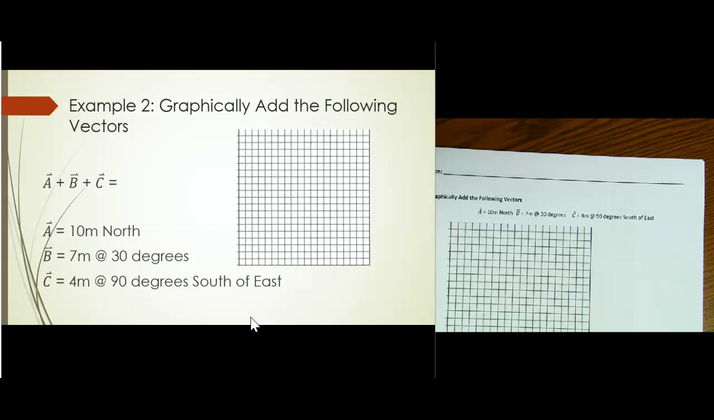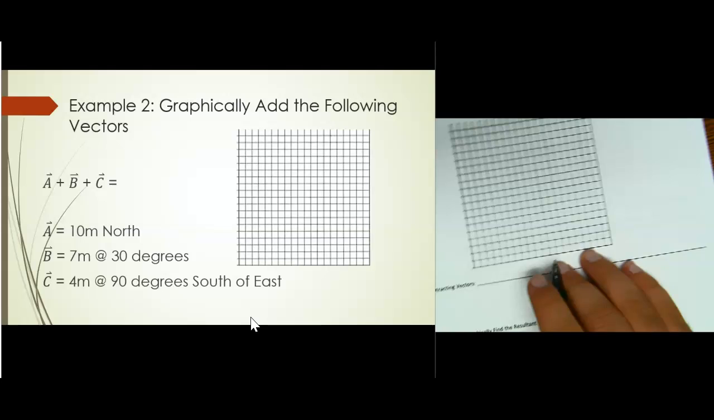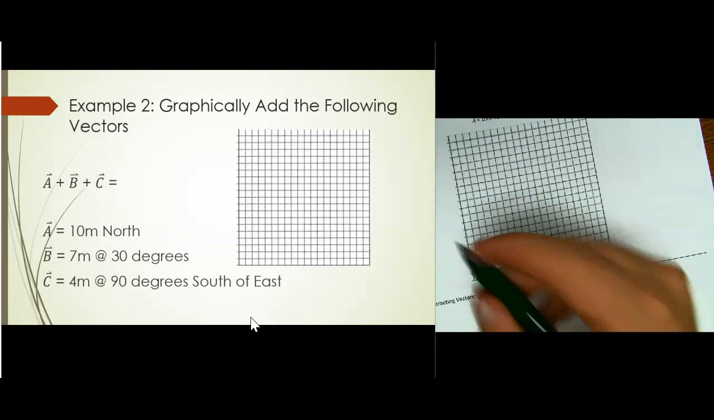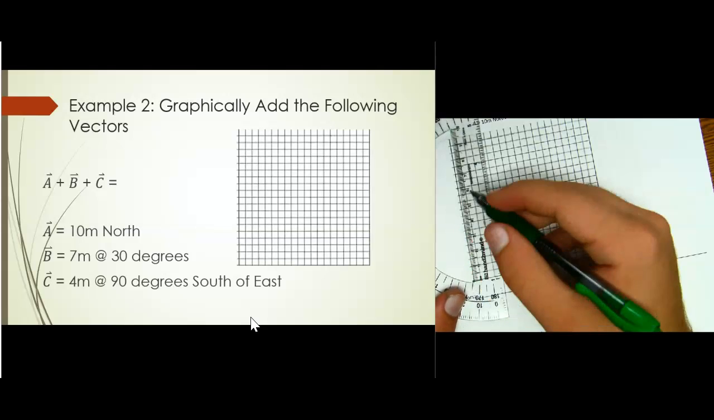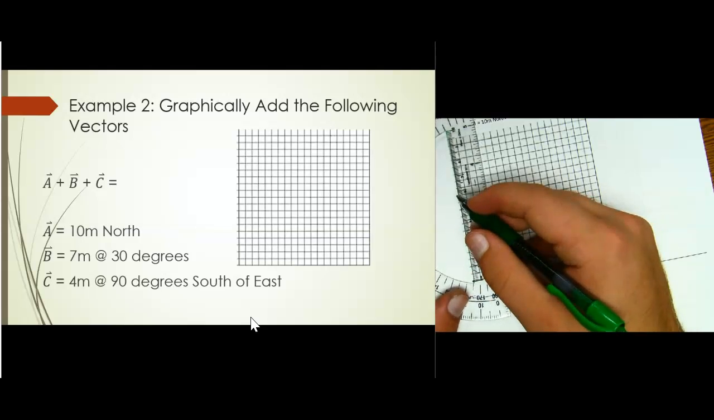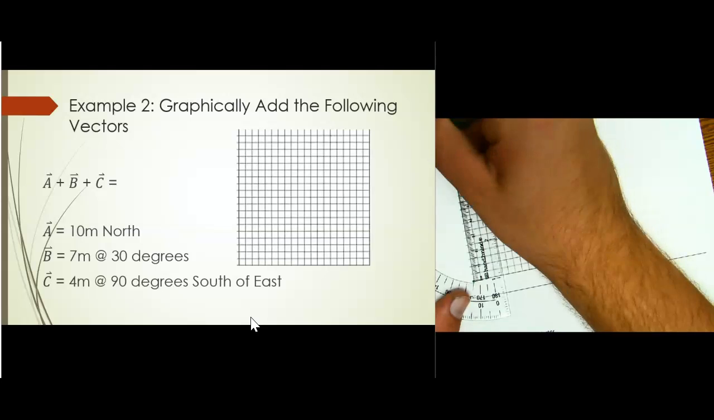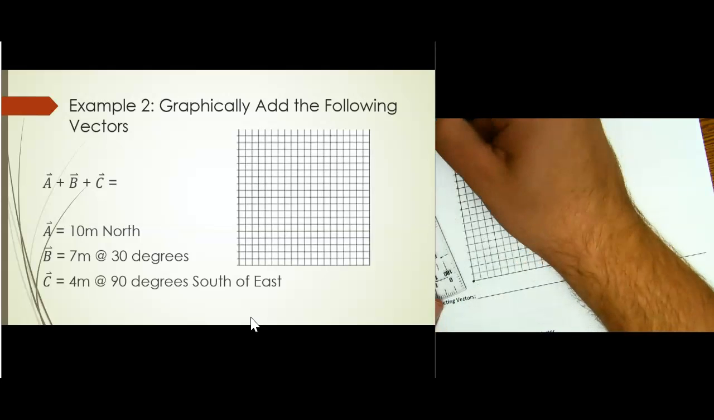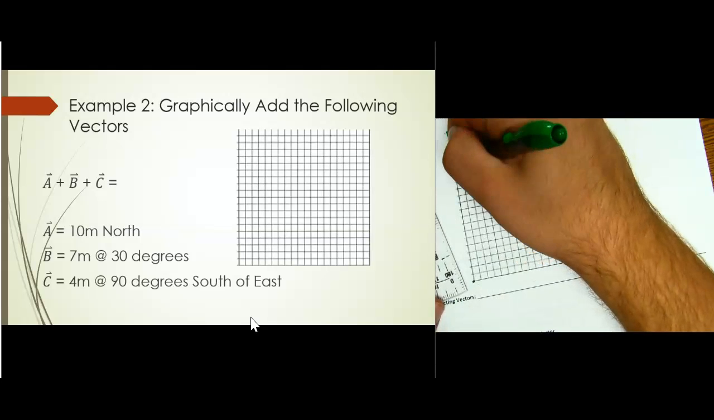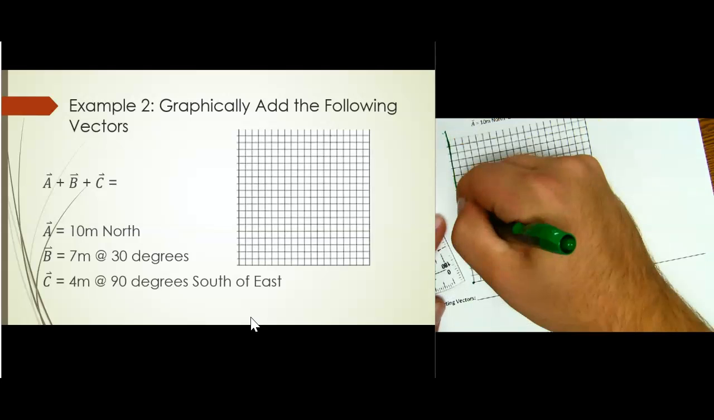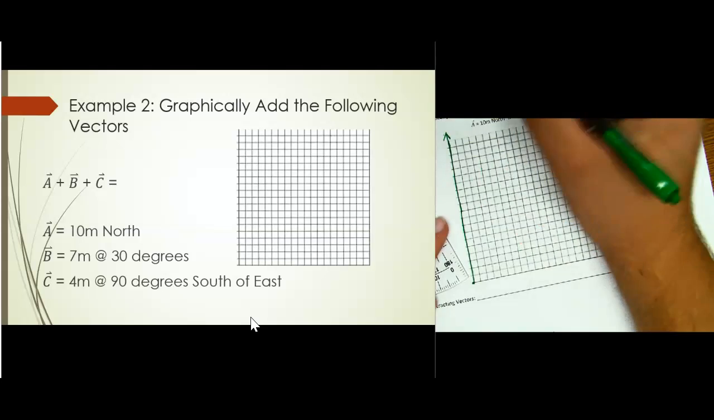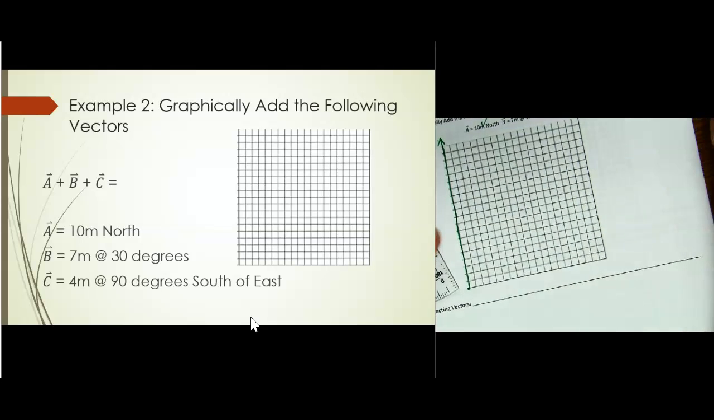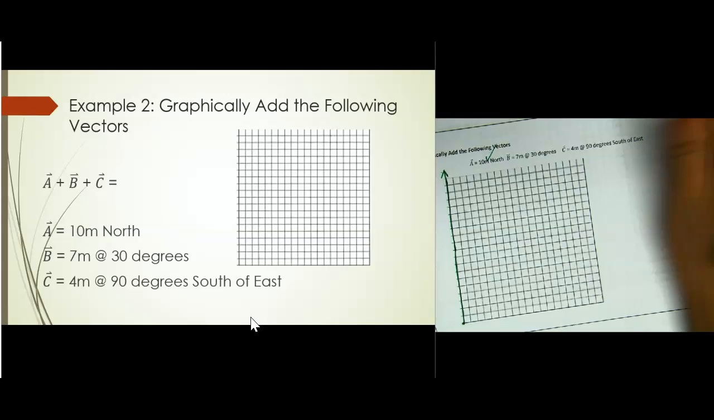Okay. Now, 10 meters north. Okay. Well, I'm going to start in the bottom left. 10 meters north. All right. That's just 10 centimeters up. I'm going to be going off the page a little bit. All right. There's my first vector. Check. 7 meters at 30 degrees.